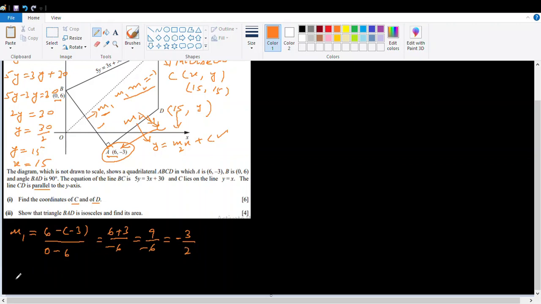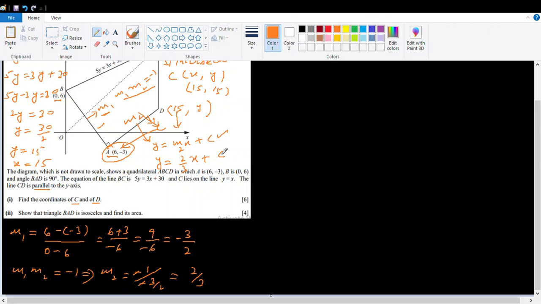So m1 times m2 is equal to minus 1. This implies that m2 will be equal to minus 1 over minus 3 over 2. This minus sign cancels this minus sign and it turns to 2 over 3, so m2 is 2 over 3. So we will have the equation of this line, because we have found the value of m2, as y equals 2 over 3 x plus c.